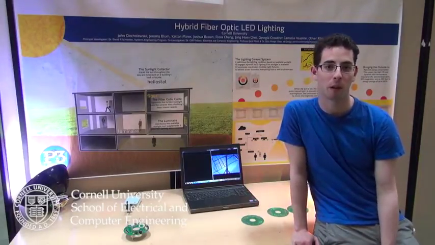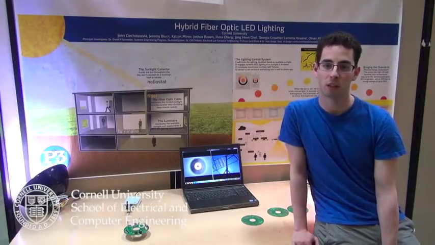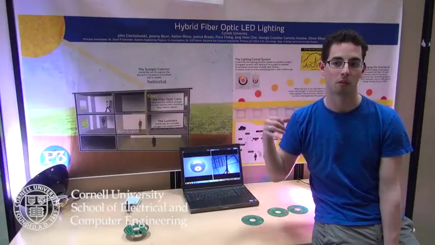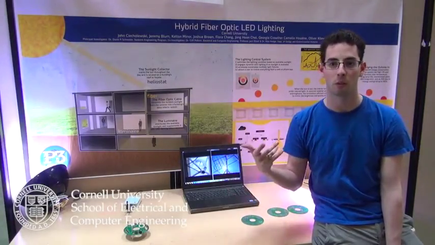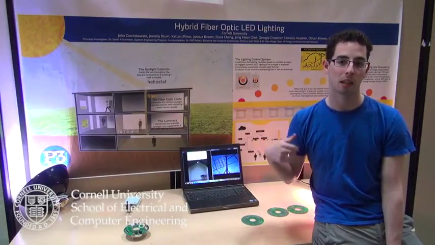All right, so this is my project, which is a hybrid fiber optic LED lighting system. Basically the way it works is there is a collector on the roof of a building that follows the sun, funnels light into fiber optic cables, and redelivers it inside in light fixtures. The light fixtures are also equipped with color-tuned LEDs that match the color of light outside and mimic it inside so that you get the most coherent light source possible.